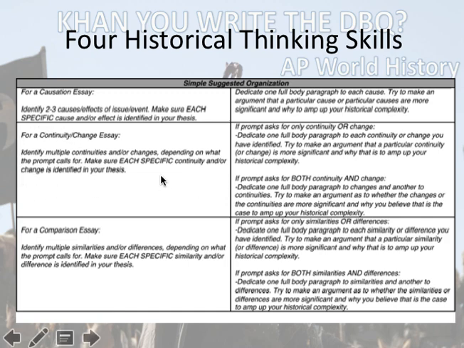Your goal in that essay is to identify multiple continuities or changes, depending on what the prompt asks you for, and make sure that each specific continuity or change is identified in your thesis. So very clearly say, these are the changes I'm going to be talking about, or these are the continuities I'm going to be talking about.